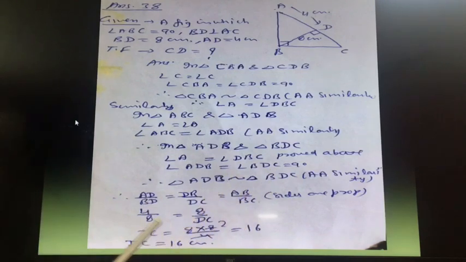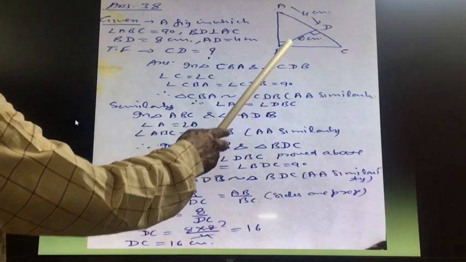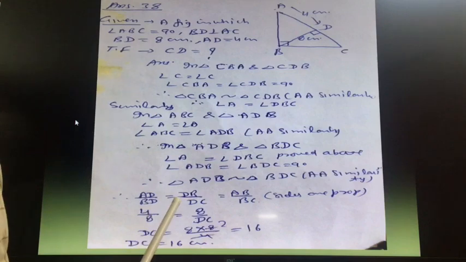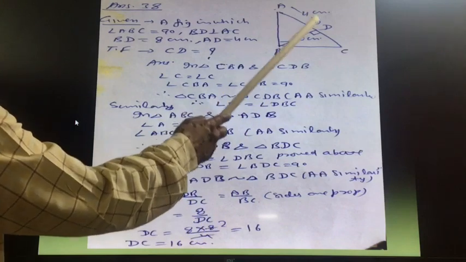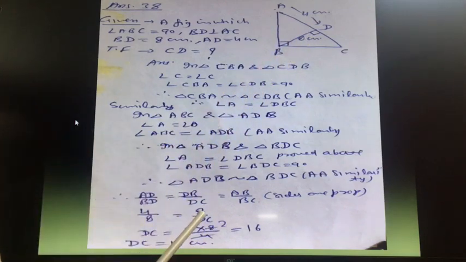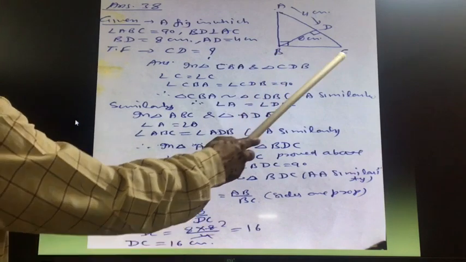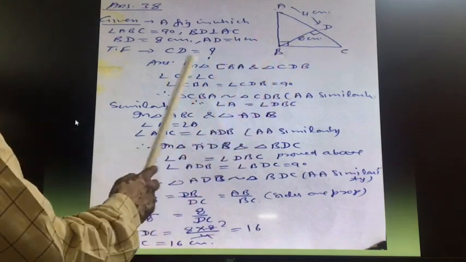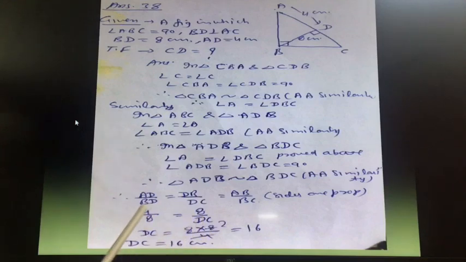Right? After this, we can put the value AD is equal to 4, BD is equal to 8. So 4 upon 8 is equal to DB, that is 8, upon DC. DC we want to find out. CD or DC same. So do the cross multiplication. So 4 into DC is equal to 8 into 8, 64. So DC is equal to 64 divided by 4. It is equal to 16. So DC is equal to 16 centimeter.